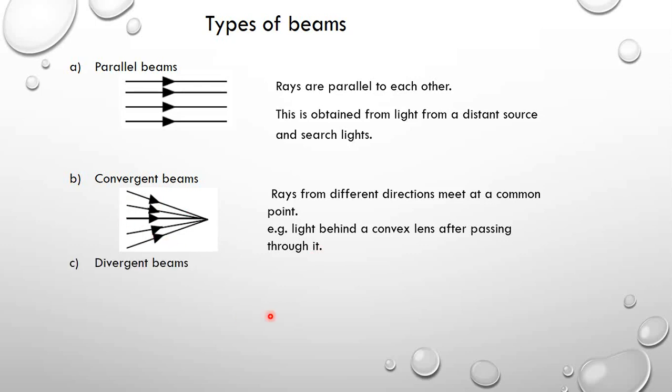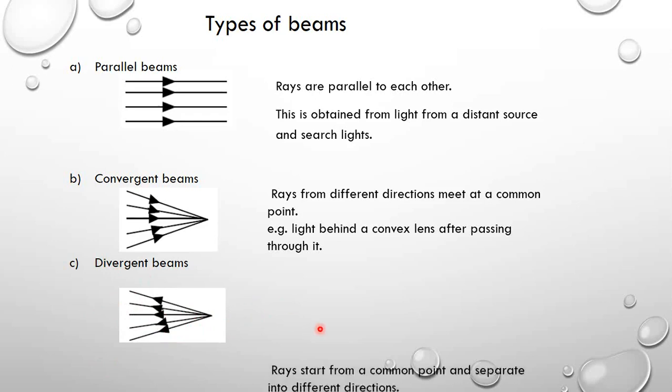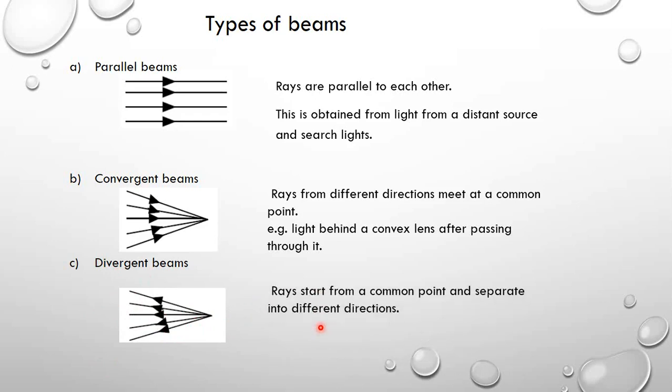Then you have what you call the divergent beams. Here we have the rays from a common point moving or scattering to different directions. So it will be like this, from a common point scattering to different directions. Examples of this, we can see from light from torches and also the car headlights.